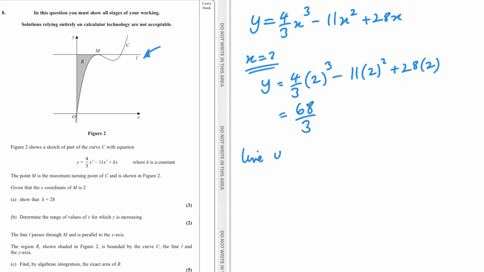So the line L, now this is going to be y equals 68 over 3 because it's a horizontal line. Now all that's left is to integrate.